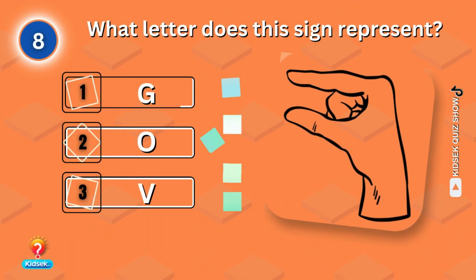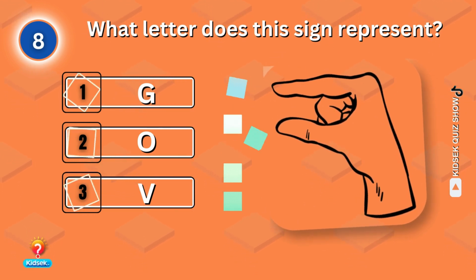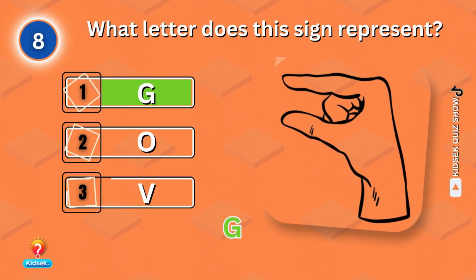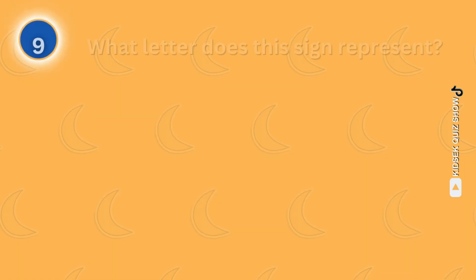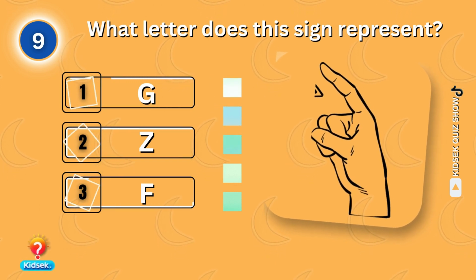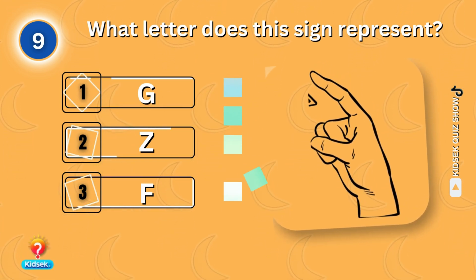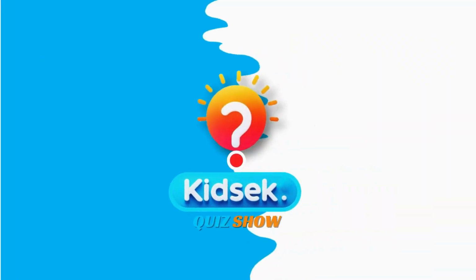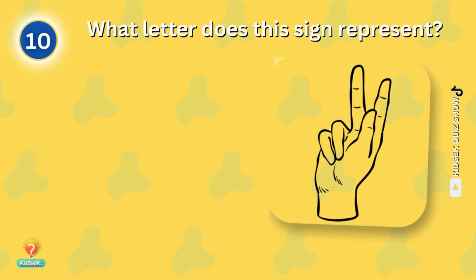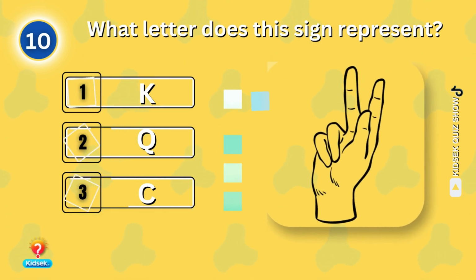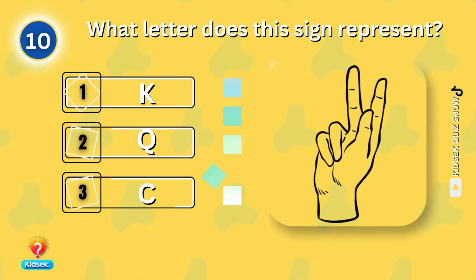Options are G, O or V. Your index finger and your thumb are pointed straight out. Guess the letter: G, Z or F? Make the shape of Z with your index finger in the air. Options are K, Q or C. It's K.